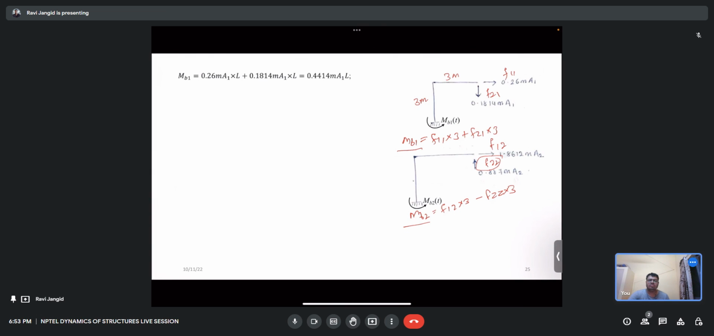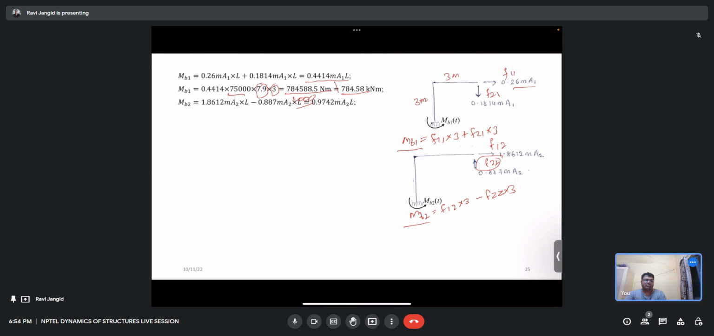So from this Mb1, you will calculate 0.26 m a1t times l is the 1, and 0.81 m times, so that is coming out to be 0.4414 m into m a1 l. So m is given to you as 75,000, and a1 we have calculated as 7.9, and l is 3 meter. If you do the calculation, you will get Newton meter, and if you convert it into kilonewton by dividing by 1000, you will find 784.58 kilonewton meter.